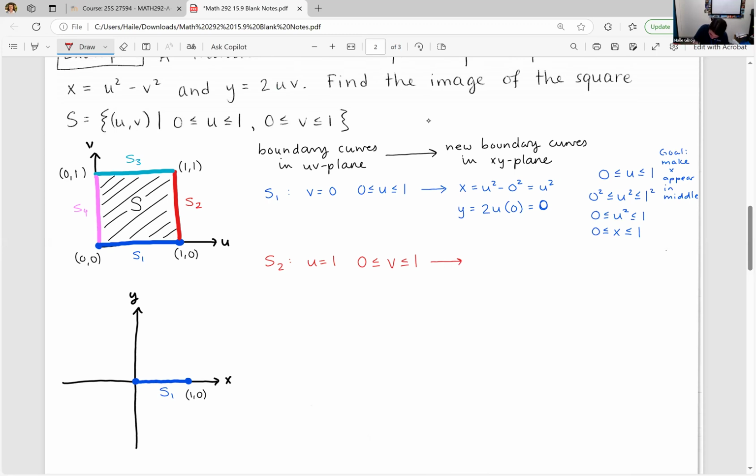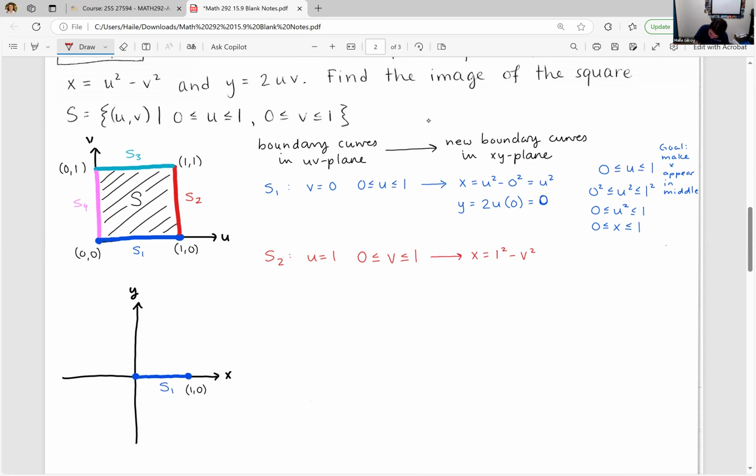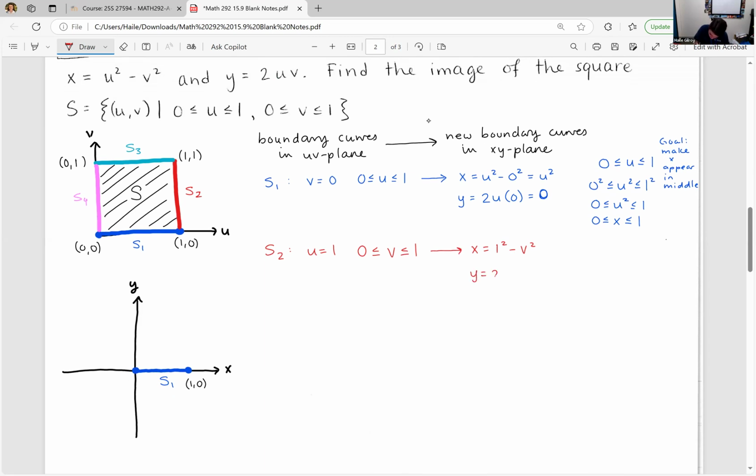This time I'm going to have X is equal to U, which is 1, so I have 1 squared minus V squared. And Y is equal to 2 times U, which is 1, times V. So X is equal to 1 minus V squared, and Y is equal to 2V.